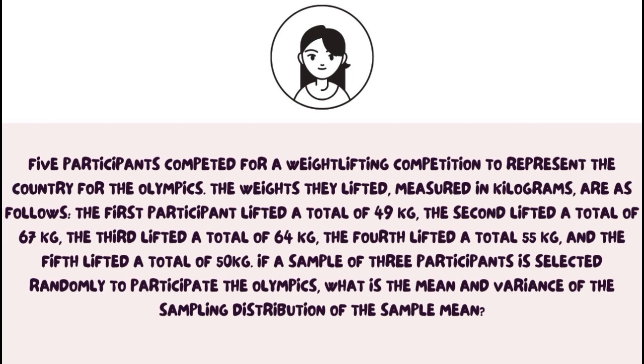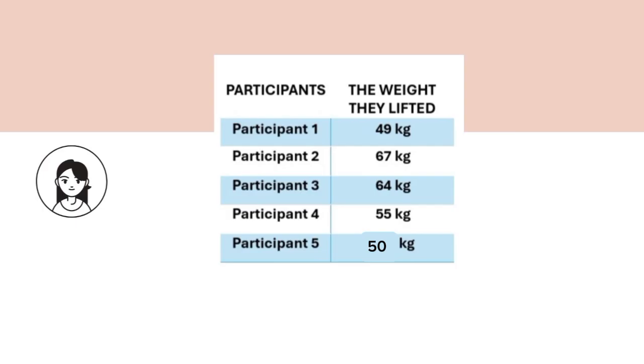If a sample of 3 participants is selected randomly to participate in the Olympics, what is the mean and the variance of the sampling distribution of the sample mean? Suppose the population is composed of the participants who competed in the weightlifting competition. The weights they lifted are 49 kg, 67 kg, 64 kg, 55 kg, and 50 kg.